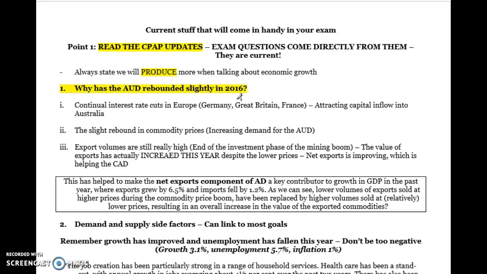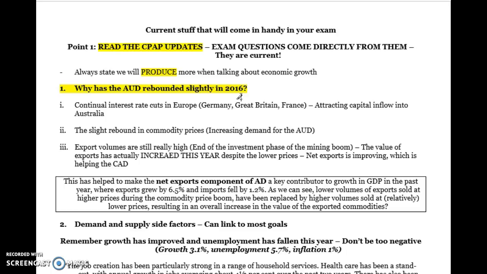The first one is that interest rates around the rest of the world continue to fall, so that's increased the level of capital inflow, because even though our interest rates are low, they're still comparatively higher than other countries. The best way to describe capital inflow is to say there's been an increase in people investing in interest-bearing bonds in Australia. So more people are willing to invest in these interest-bearing bonds, because they'll generate a higher return, and that increases demand for the Australian dollar.